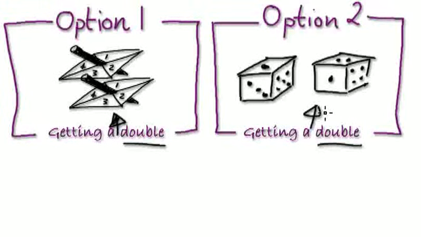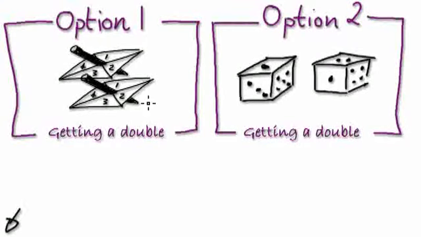I know you can probably guess this, but can you really be sure that your guess will be true? Can you be 100% sure? Well, anyway, press pause and have a think about this. Which one is easier to do? Getting a double with option one, or getting a double with option two?